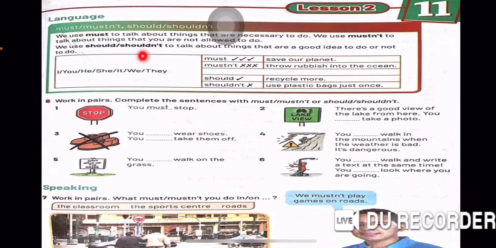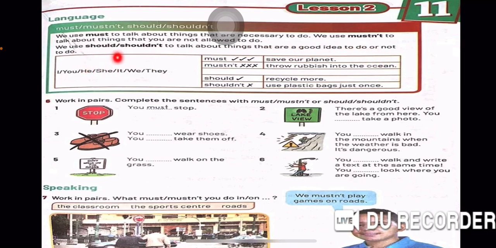Now, we will take must, should, shouldn't, and mustn't. We use must to talk about things that are necessary to do. We use mustn't to talk about things that are not allowed. We use should or shouldn't to talk about things that are a good idea to do or not to do.